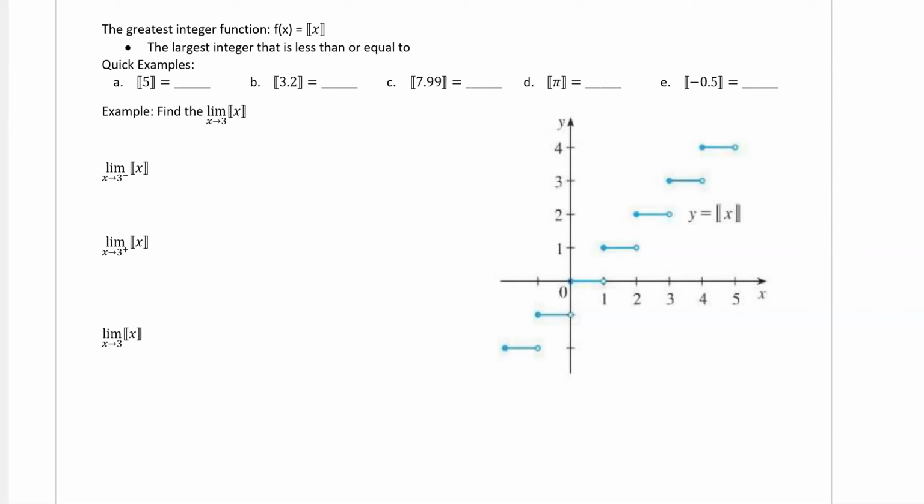This video is for limits for the greatest integer function. So let's look at a greatest integer. What this says here is we want the biggest integer, that's the greatest integer, up to 5. And so the biggest integer up to 5 would be 5.